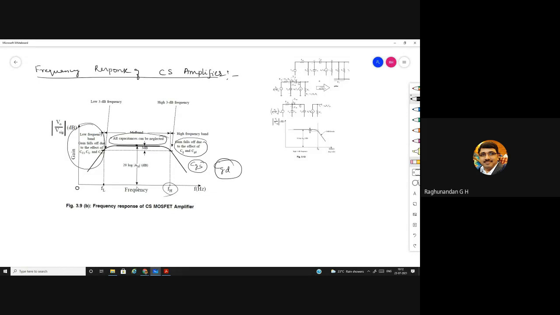Since we are going to consider the source to be grounded, in short, we can write it as gate capacitance CG, or we can also write it as CGS. This is the frequency response which we need to understand.